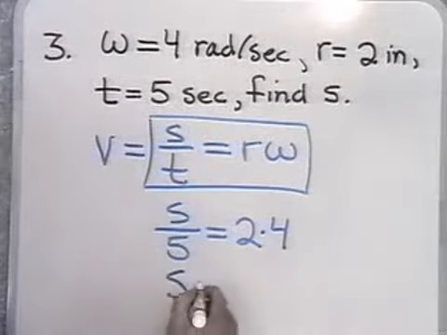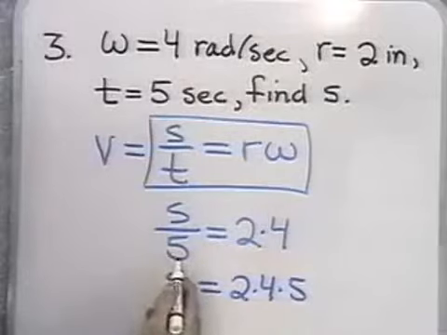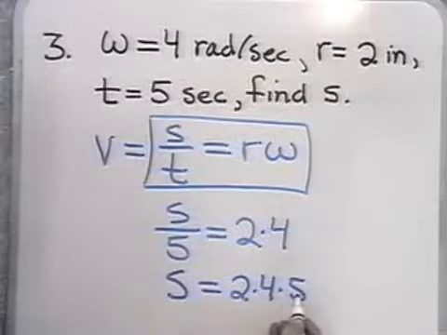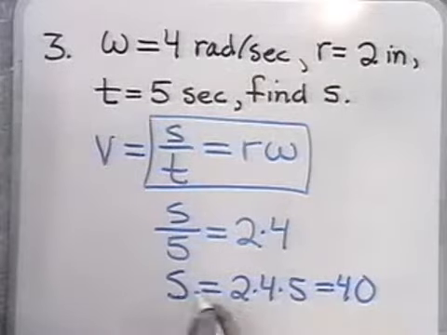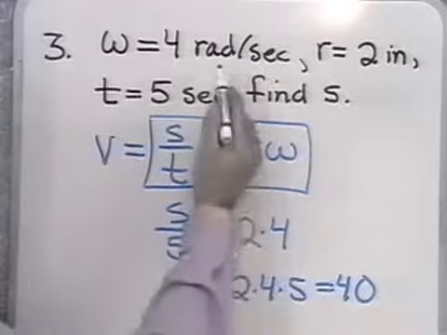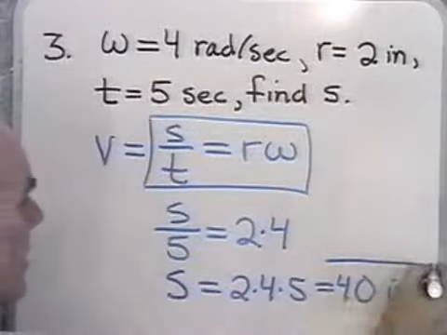So I get s is equal to 2 times 4 times 5. When I multiply both sides of this by 5, 2 times 4 is 8, times 5 is 40. And that's 40. Let's see, s is my arc length. I have radians per second and inches, so this is going to be 40 inches.